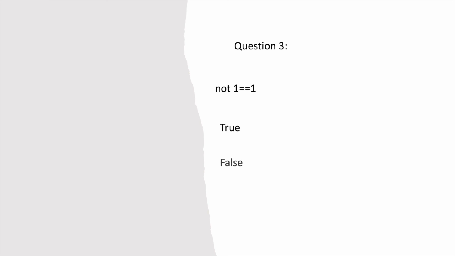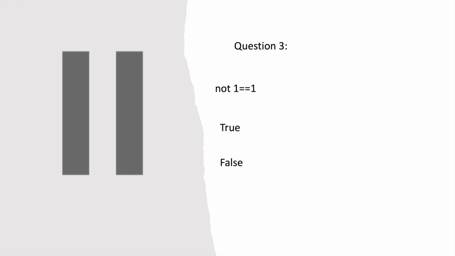Okay, for the third question: is not 1 equal to 1? Is that True or False? Pause this video, think about the answer, and when you are ready, unpause it again. Correct, the answer is False because the not gives us the opposite Boolean.